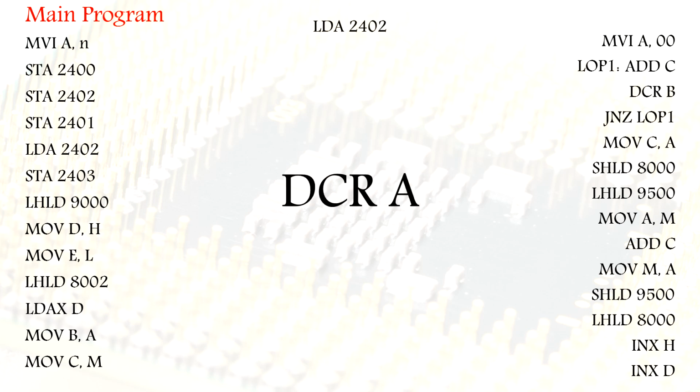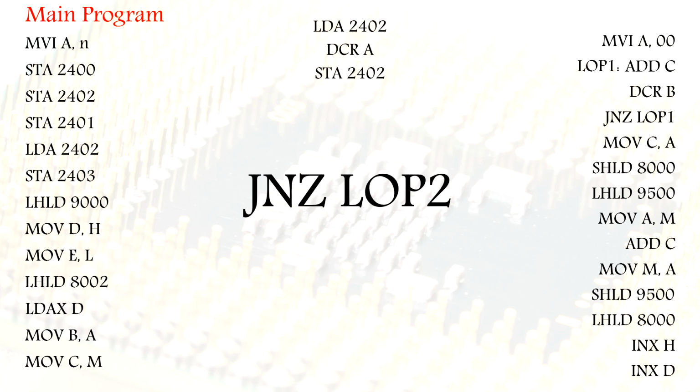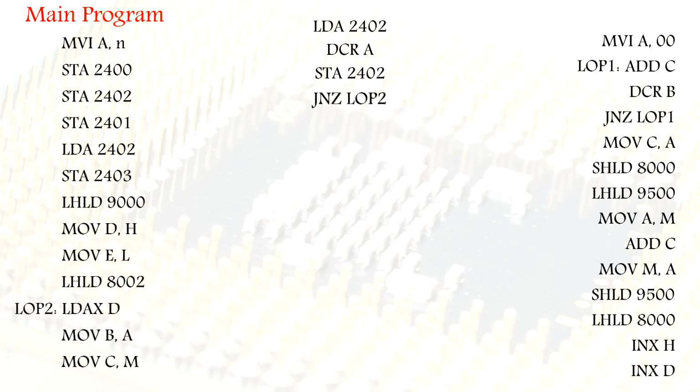Fine. So what we are doing here is loading the content of 2402. As you remember, 2402 is carrying n, so we are loading it into the accumulator. We'll be decrementing it so that our first iteration is completed, and storing it back at 2402 after decrementing. Now I'll be checking the condition for JNZ. While decrementing A, if our zero flag is not set, it will jump back to loop number 2. But if zero is obtained, then it will keep on moving ahead.